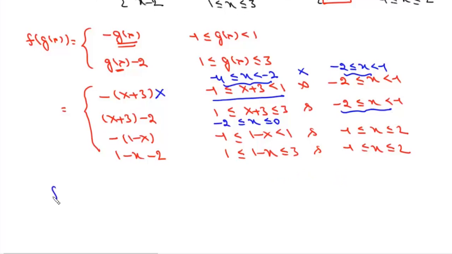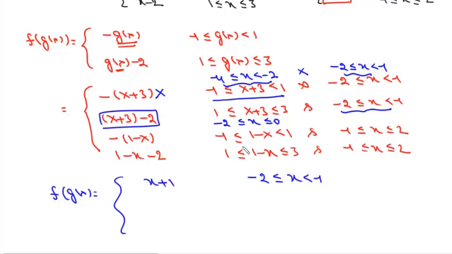So now we write this f of g(x), and the first interval where it is defined is between minus 2 and minus 1, and here this definition is simply x plus 1. Now we'll solve this. If we subtract 1, it'll be minus 2 less than or equal to minus x less than 0, and if we take this minus sign, then it is between 0 and 2, and here it is between minus 1 and 2.